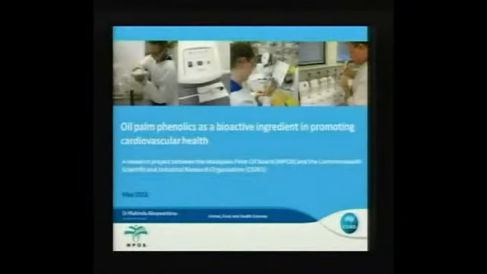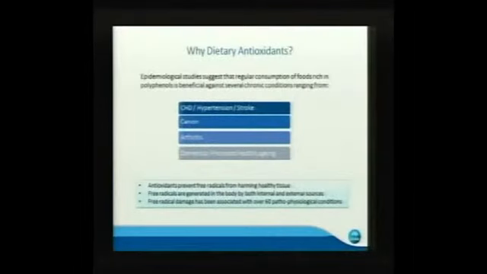So my talk is going to focus on the possibility of using oil palm phenolics as a cardioprotective ingredient in the human diet. So firstly, why dietary antioxidants? We know from epidemiological data as well as more recent trials that consumption of foods rich in antioxidants is beneficial against several chronic disease states. They include cardiovascular disease, cancer, arthritis, as well as cognitive impairment.